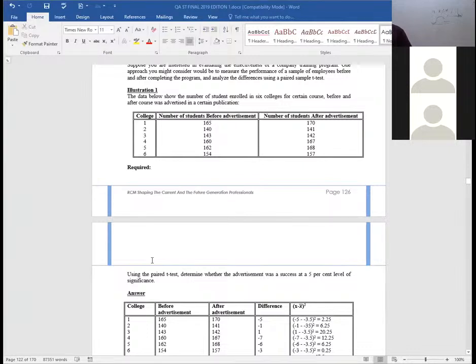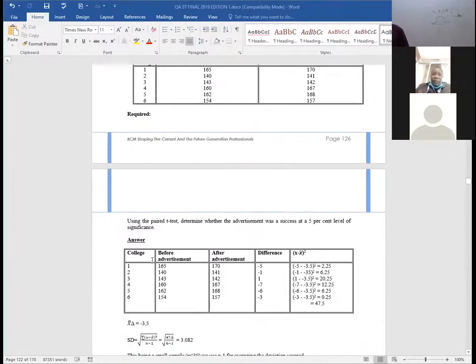Ladies and gentlemen, the first thing that you need to do in any paired t-test: we have got these pairs. These are the colleges. We have these students before, and then the other pair talks about students in these colleges after advertisement. The first thing that you do in any paired t-test is to subtract the two, so that we see whether there is any difference or not. So in this case you take 165 minus 170. Please give me these differences.